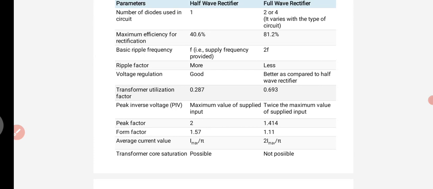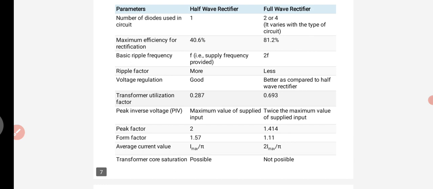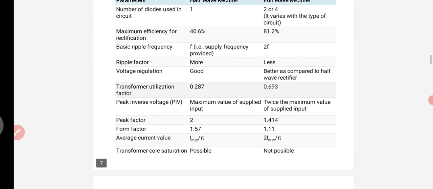In case of peak factor, half wave rectifier, it will be equal to 2. In full wave rectifier, that will be equal to 1.414. Again, same thing, that is form factor and average current value. Here transformer core saturation will be possible, but it is not possible in full wave rectifier, because in full wave rectifiers we are using either 2 diodes or 4 diodes. In half wave rectifier, it is possible to connect the transformer at the input end.